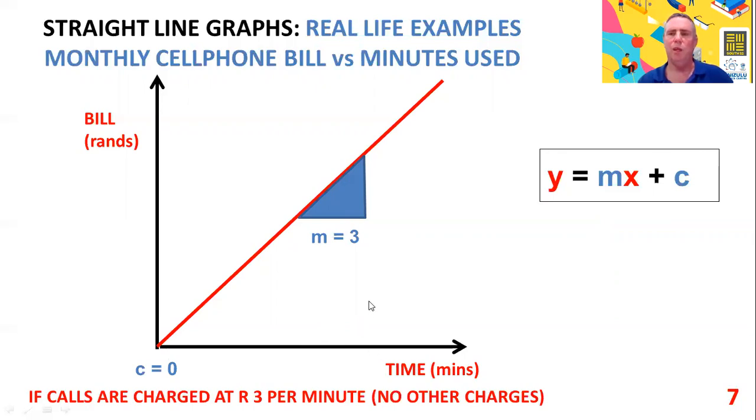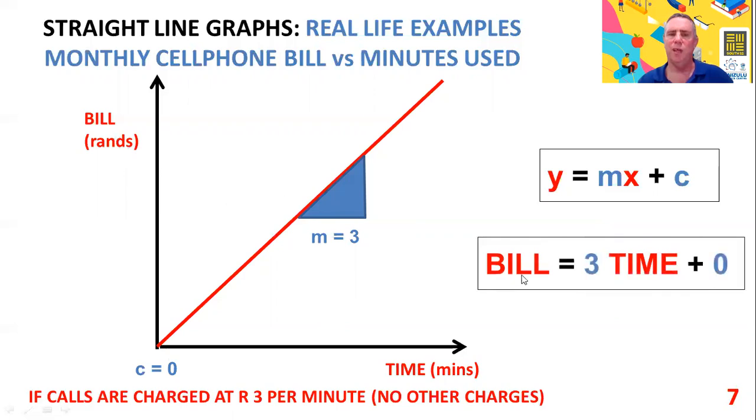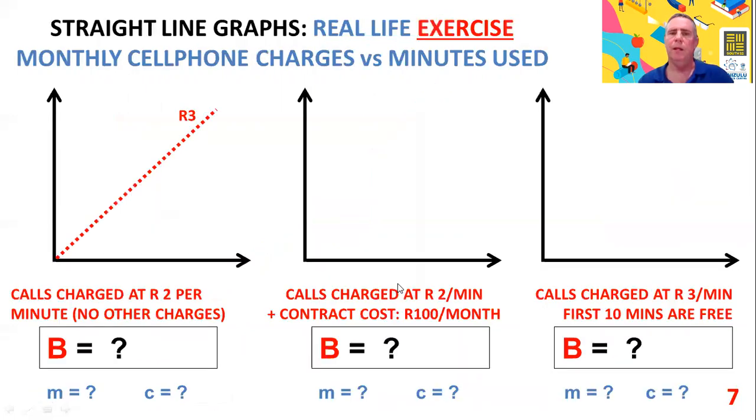So y equals mx plus c. In this case, we'd say our bill is 3, that's from 3 Rand a minute, times the time in minutes, plus 0, or we could abbreviate that to b equals 3t. So there you have the graph, the constants, and the equation. Now it's your turn. Here are 3 graphs, and I'd like you to draw these in your books, and try to write the equations and determine the constants for these 3 cases.